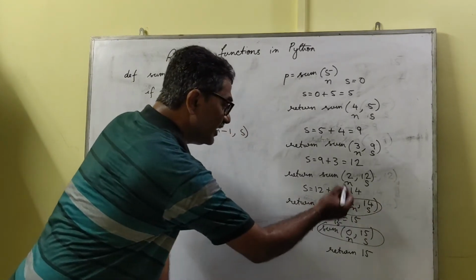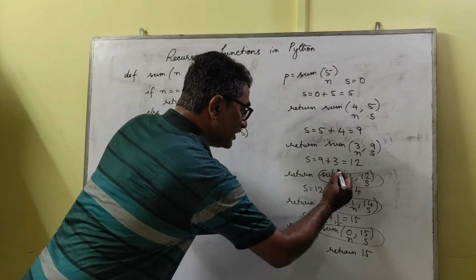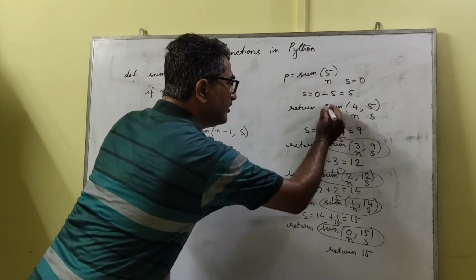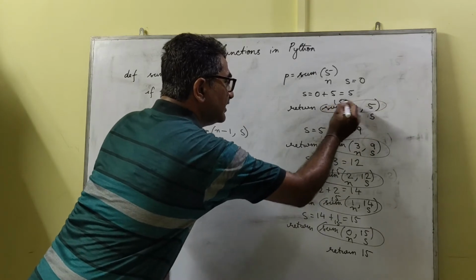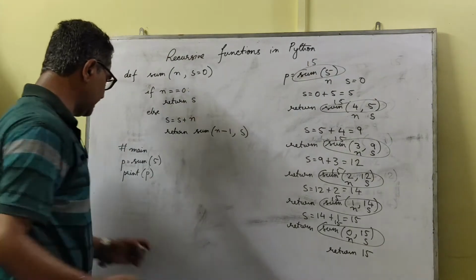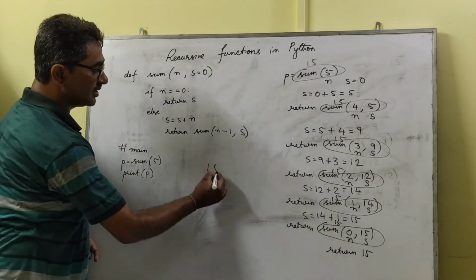So return 15, once again it comes over here. And this return 15 will come over here. And this return 15 will come over here. And this return 15 ultimately will be coming over here. So the value of p will be 15. So print p, once again it's going to display 15.